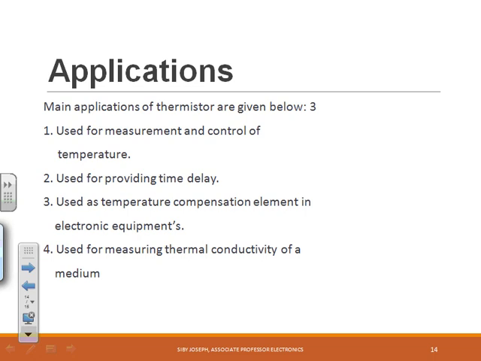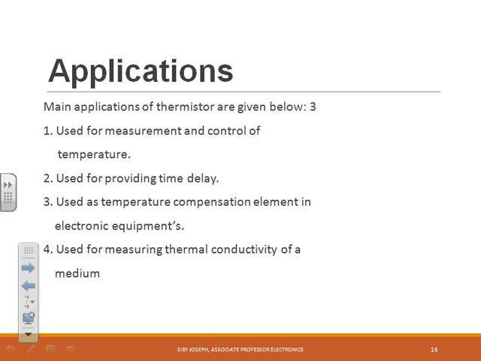Then applications are listed here. It is used for measurement and control of temperature, used for providing time delay, used as a temperature compensation element in electronic equipment, and used for measuring thermal conductivity of a medium. So these are some applications of the thermistor.